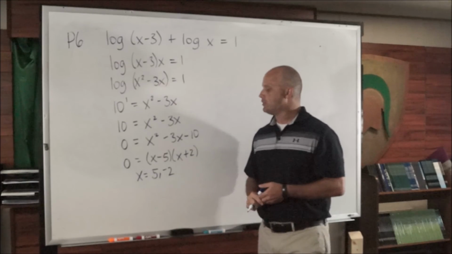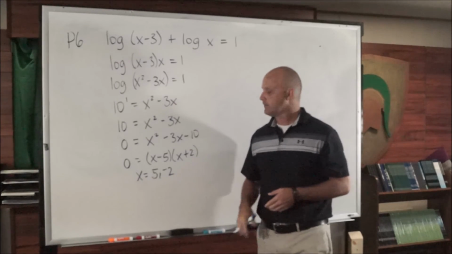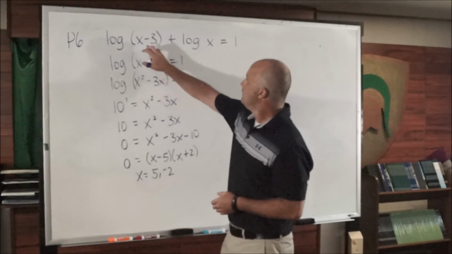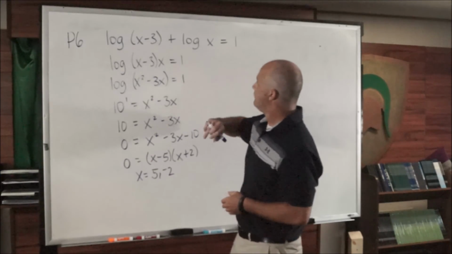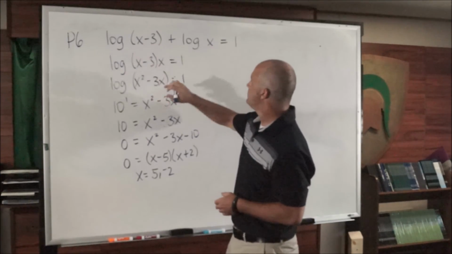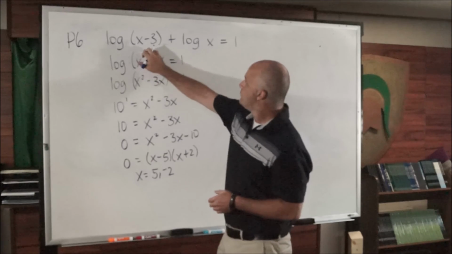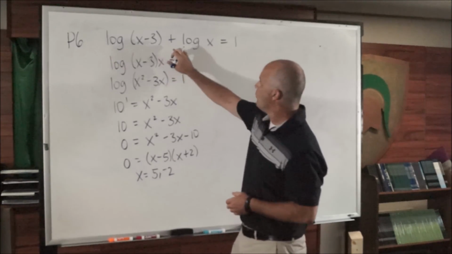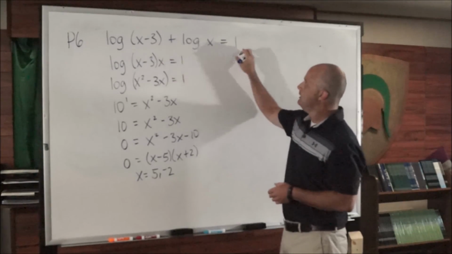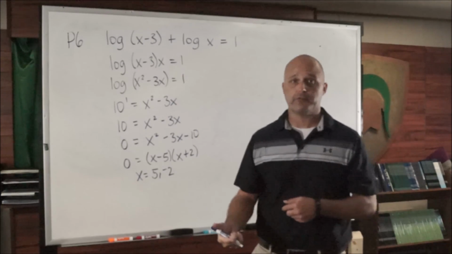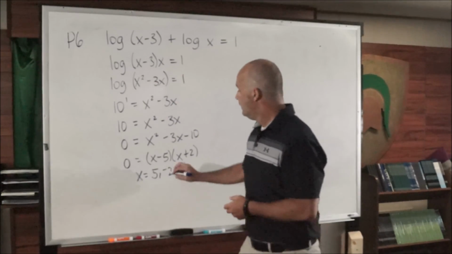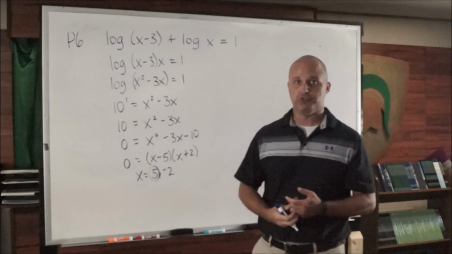Now we just need to go back and check and make sure that our two answers are correct. So I'm going to put 5 in for x here and 5 in for x there. So 5 minus 3 is 2, and you get 5. 2 times 5 is 10, so log of 10 equals 1. So that's 10 to the first equals 10, so that would be correct. So we know that 5 is a solution.